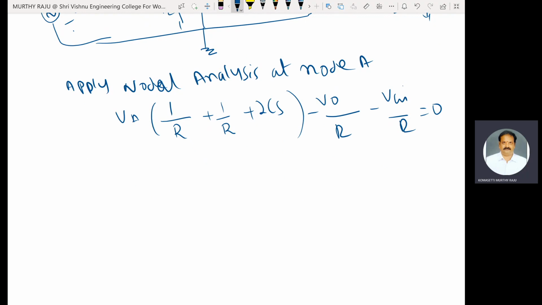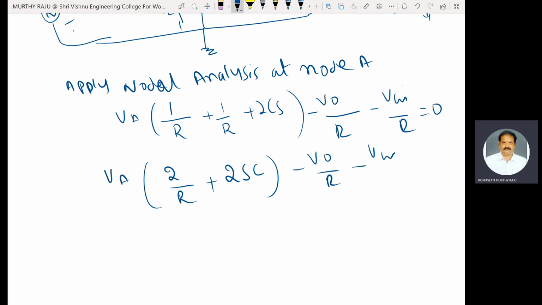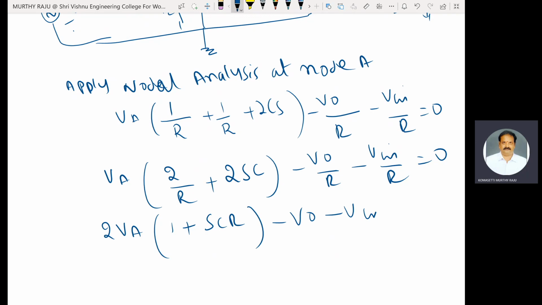VA into 2 by R plus 2 SC, minus V0 by R, minus Vin by R is equal to 0. So 2 VA into 1 plus SCR, minus V0, minus Vin is equal to 0. This is equation 1.